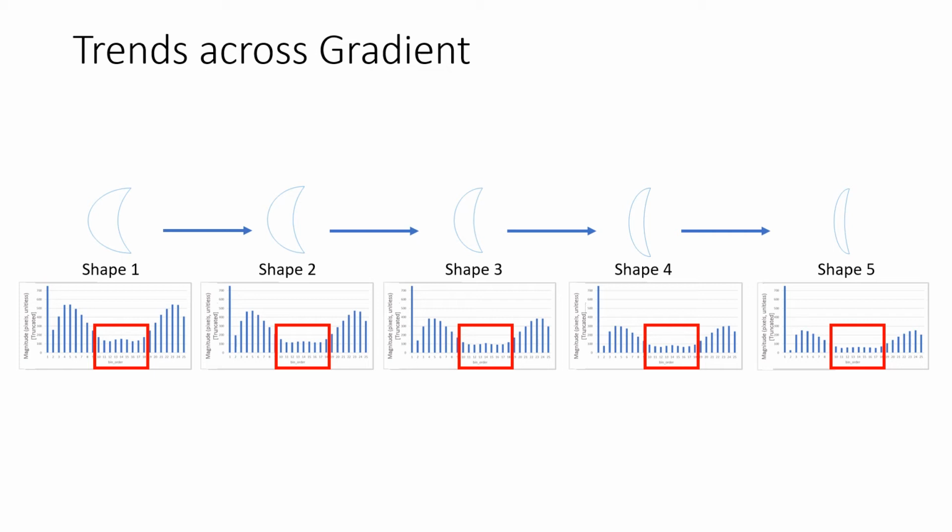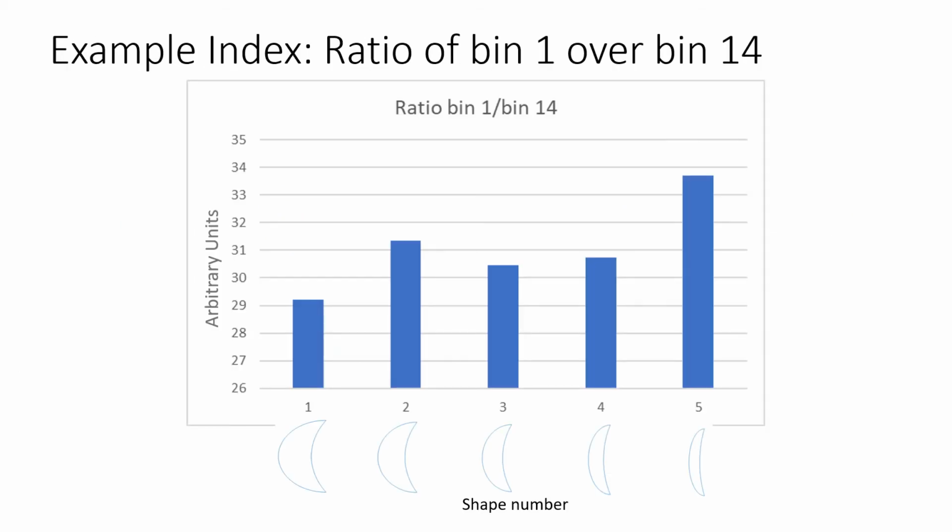Since this trend was not present in theme 1, where the right side shape was altered, this indicates that the left side shape affects the curvature of the middle bins. Also, in these shapes, the height of bin 1 decreases at a different rate than the height of bin 14, or the middle bin. An index can be created based on this observation.